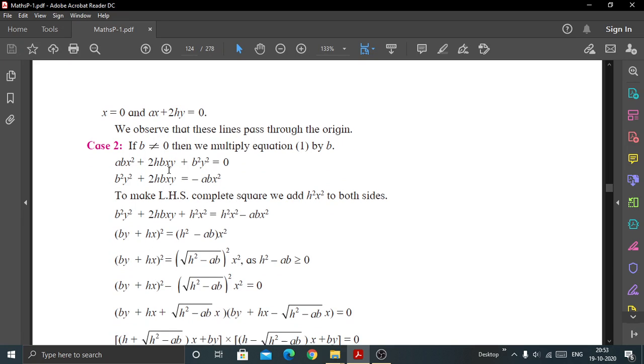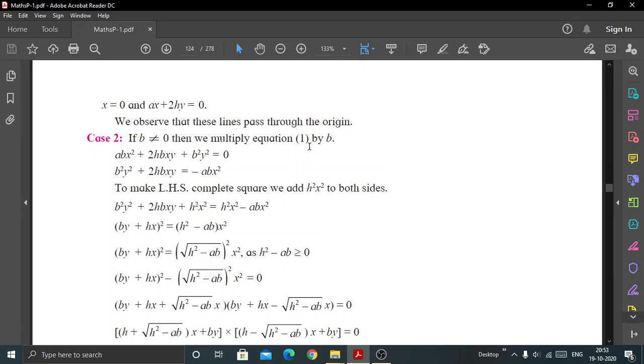Next, case second: if b ≠ 0, then we multiply equation first by b. Now it becomes abx² + 2hbxy + b²y² = 0. Transfer the term abx² to the RHS. Now RHS becomes −abx². To make LHS a complete square, we have to add h²x² to both sides. b²y² + 2hbxy + h²x² = h²x² − abx². Now write both LHS and RHS in square form.